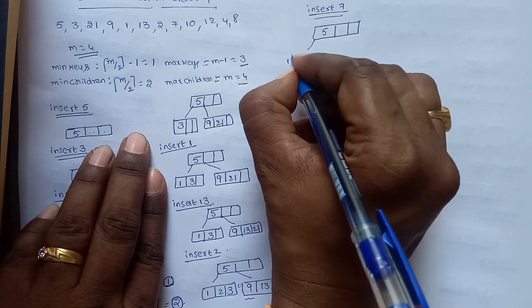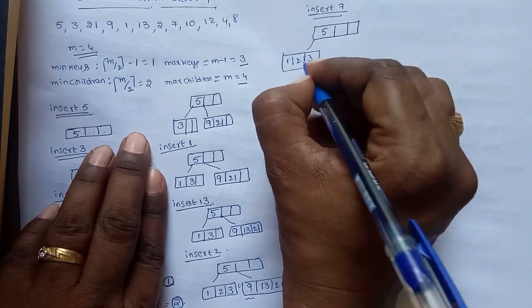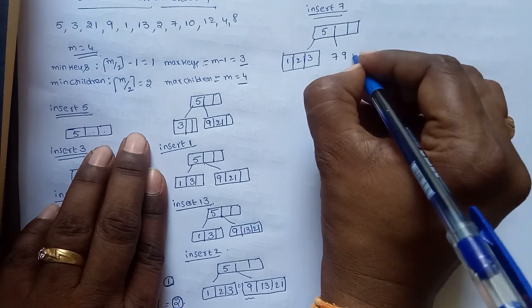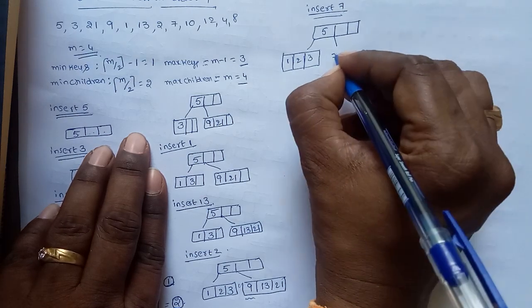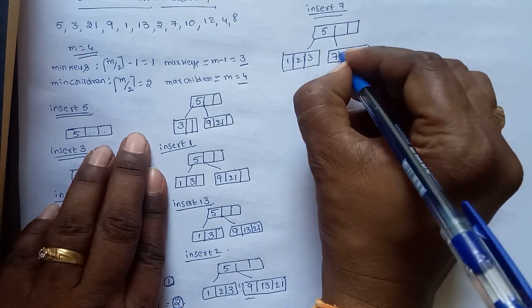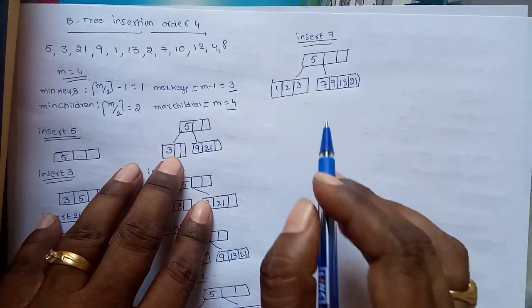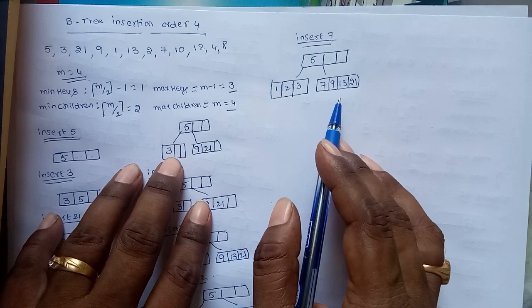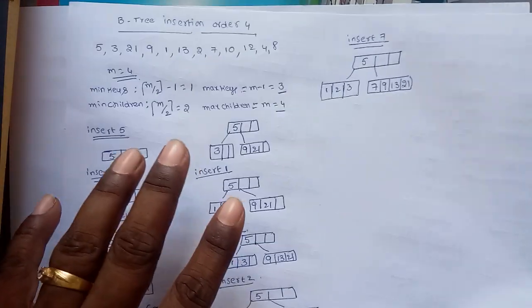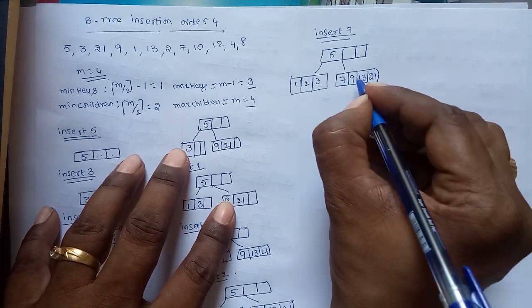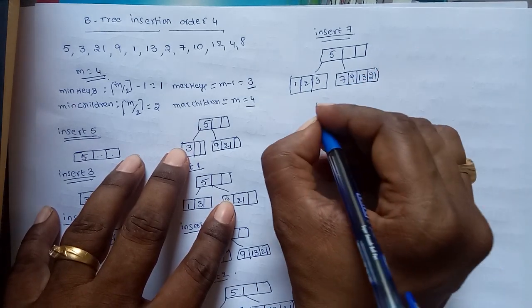1, 2, 3, 7, 9, 13, 21. Okay. Now it violates the property. If it violates the property, what do you have to do? Perform the split operation. We already checked. For order 4, if it violates the property, the second element is moved to the root.